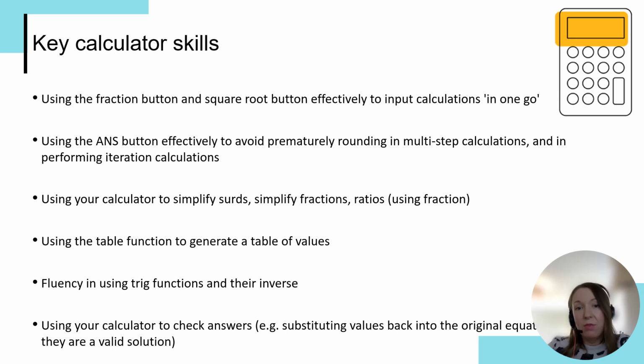Using the answer button effectively is a really key skill to avoid prematurely rounding in those multi-step calculations and losing those accuracy marks, and also in performing iteration calculations. With iteration, students really need to focus on a clear method. So get them to show the initial substitution, write out the equivalent formula with the Ans in place of the x term, and write down each term clearly labelled, so x0 equals, x1 equals, x2 equals, etc. That gives them a really clear structure to make sure they can do those substitutions successfully.